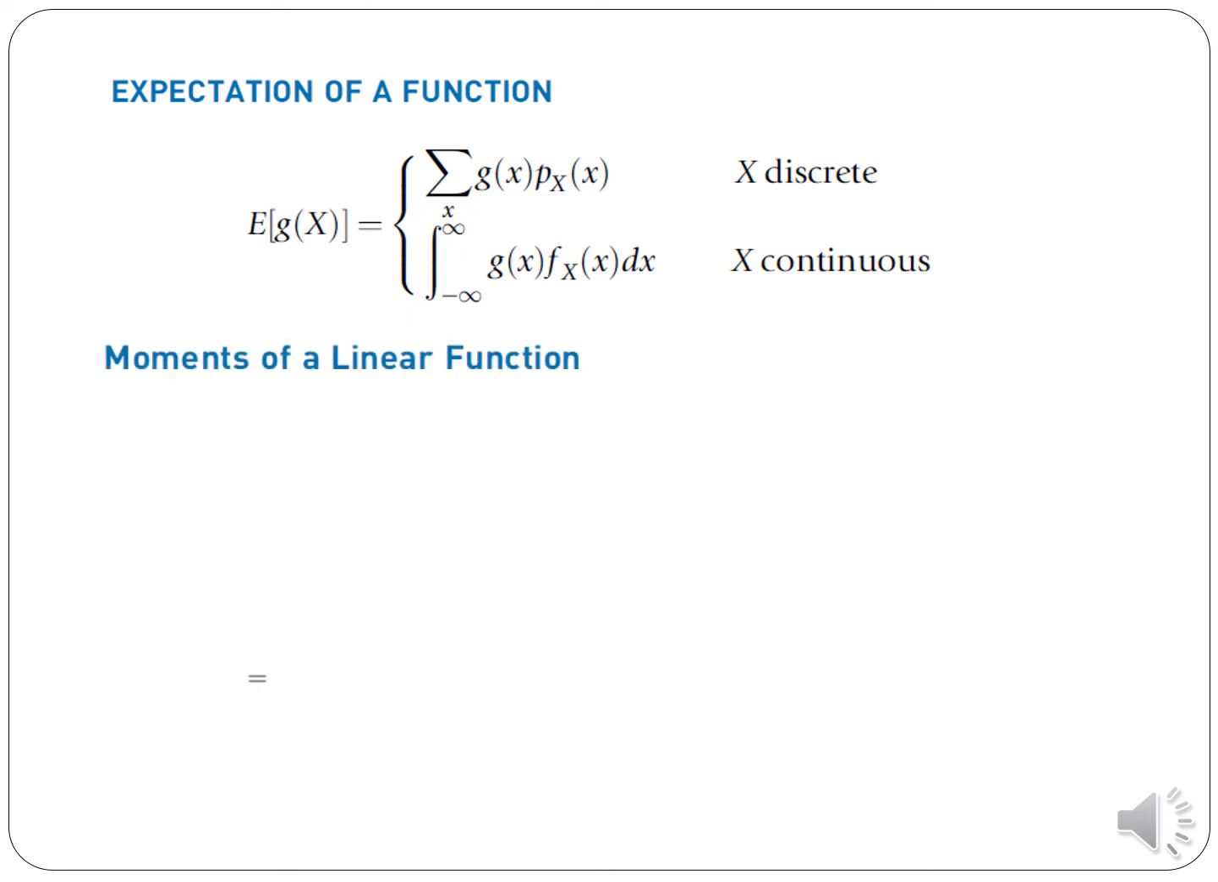Now, for a linear function, we can see how it looks like. Expected value of g(x) will be equal to expected value of ax plus b, because g(x) is equal to ax plus b. So the expectation operator will operate on x. It will not operate on constant b. So it will be like this: a into expected value of x plus b. In your textbook, this term is derived in another way. You can have a look.